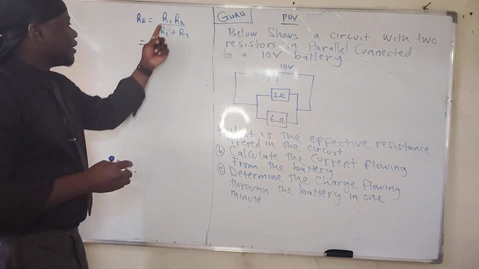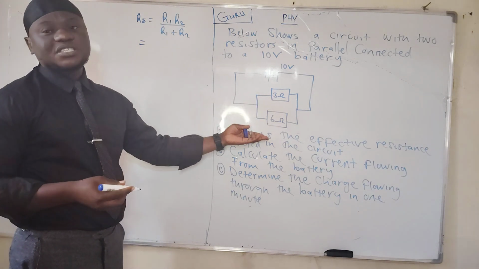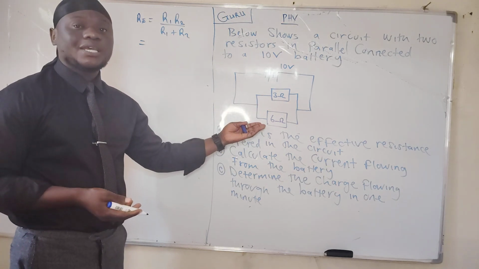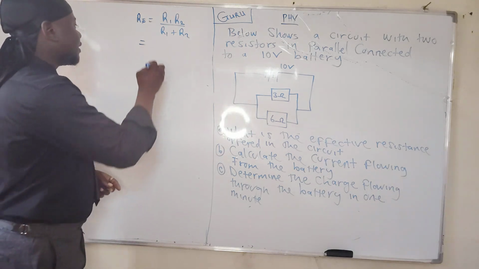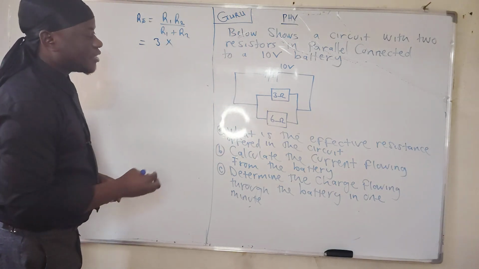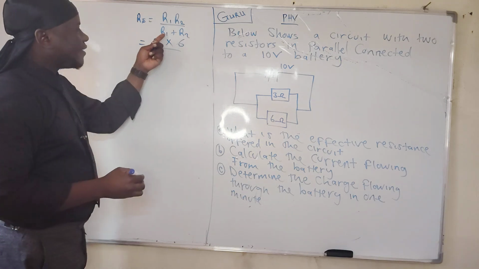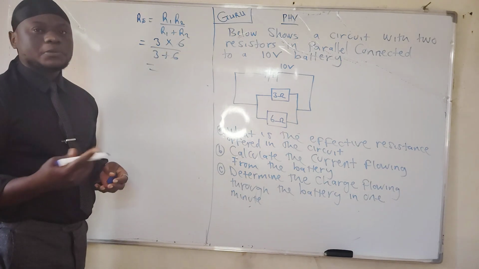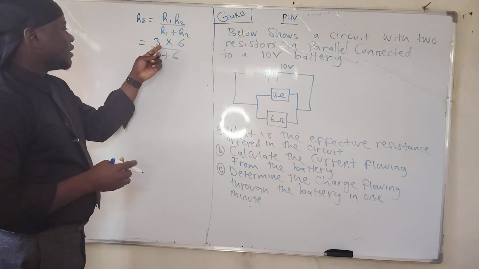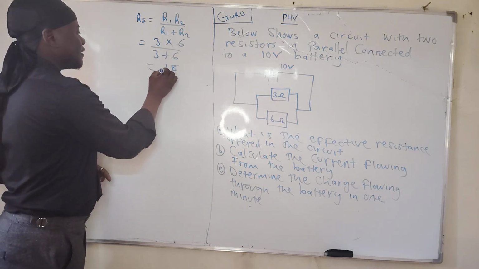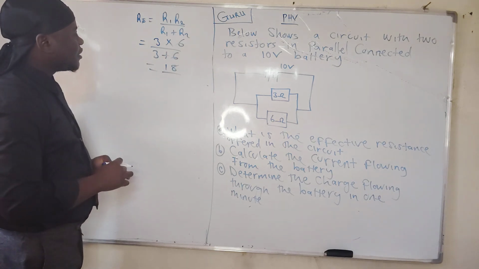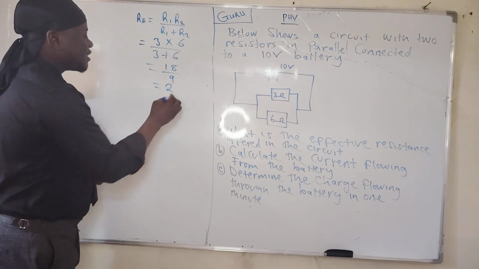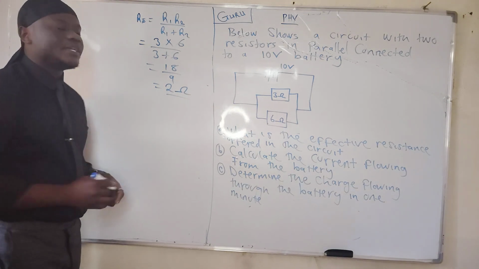You can say this is your R1 or that is your R1, it doesn't matter. But if this is your R1, automatically the other becomes your R2. So R1, 3, times R2, 6, over R1, 3, plus R2, 6. You multiply, calculators are allowed. 3 times 6 is 18, over 3 plus 6, which is 9. 9 into 18 is 2. The unit for resistance is ohm. Done, 2 marks.